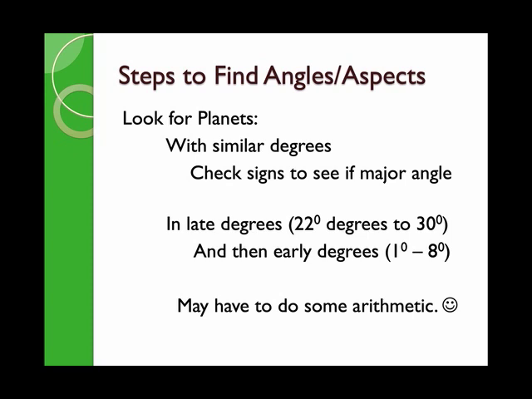That's number one. Number two is what's called the out of sign aspect, and that's when a planet will be in the late degrees of one sign, and then you'll have another planet in the early degrees of another sign. And they actually will make an aspect with each other, and I'm going to show you some examples. And I've said here with a little smiley face, you may have to do some arithmetic. It's very simple, just essentially adding and subtracting.